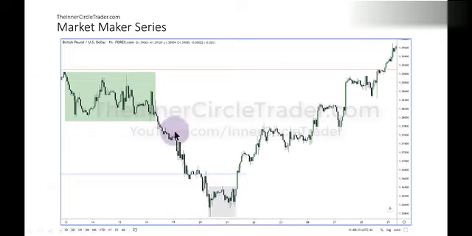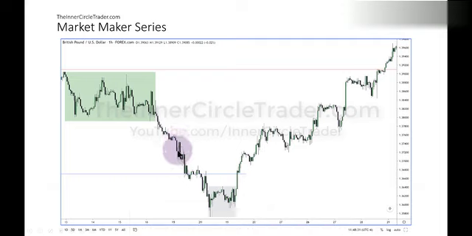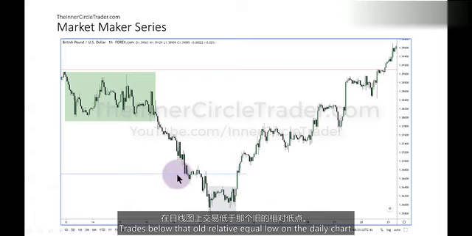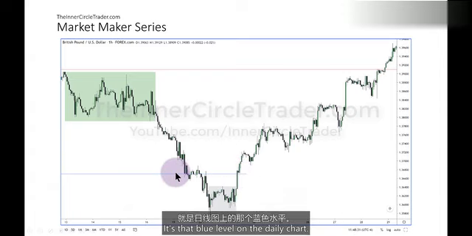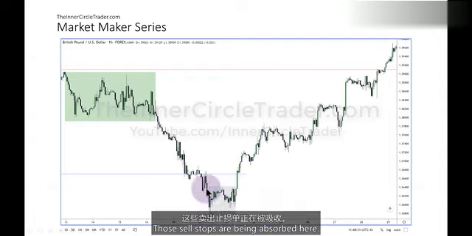And we have the level of distribution here, because we have what? Optimal trade entry, sells off. Another level here, optimal trade entry, sells off. Trades below that old relative equal low on the daily chart. That's that blue level on the daily chart. There's equal lows. Those sell stops are being absorbed here.